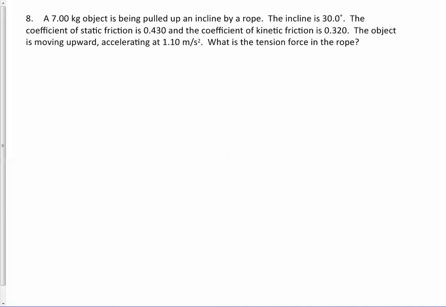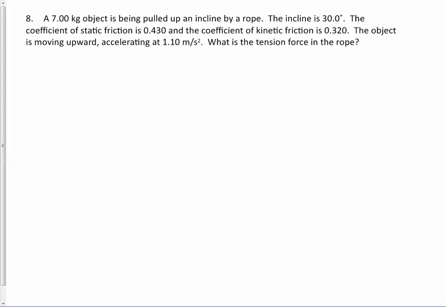This is solutions to test number 2. We're up to problem number 8. We have a 7.00 kilogram object being pulled up an incline by a rope. The incline is 30.0 degrees. The coefficient of static friction is 0.430 and the coefficient of kinetic friction is 0.320. The object is moving upward, accelerating at 1.10 meters per second squared. What is the tension force in the rope?